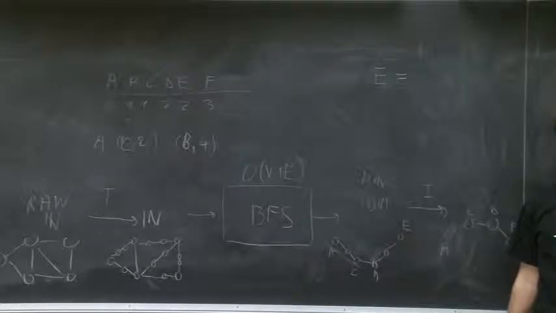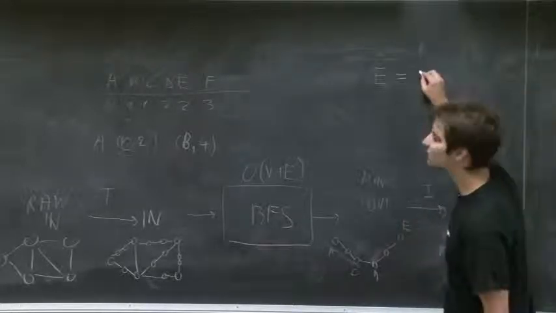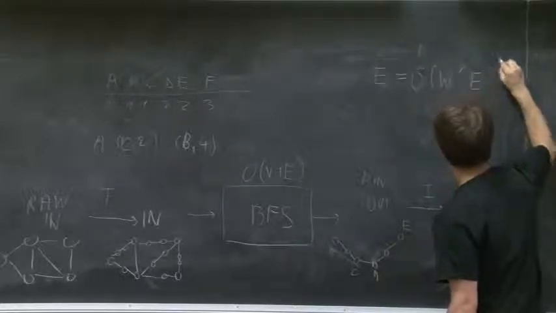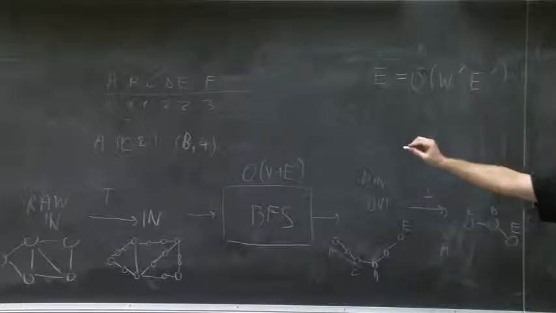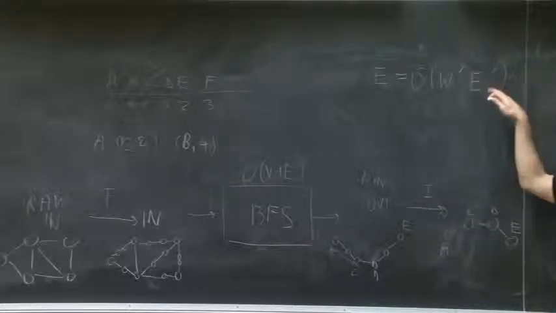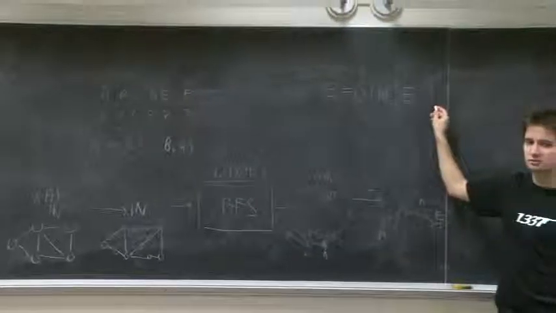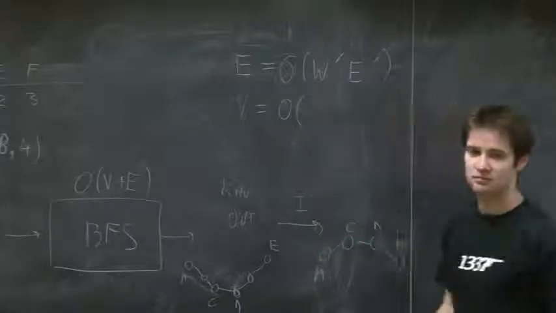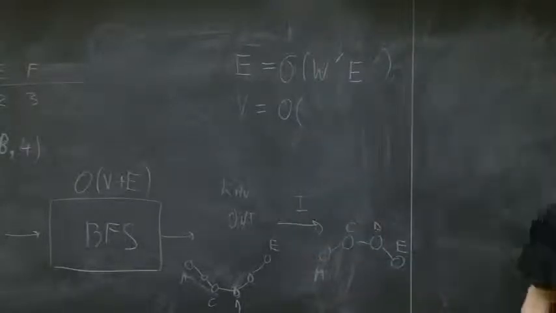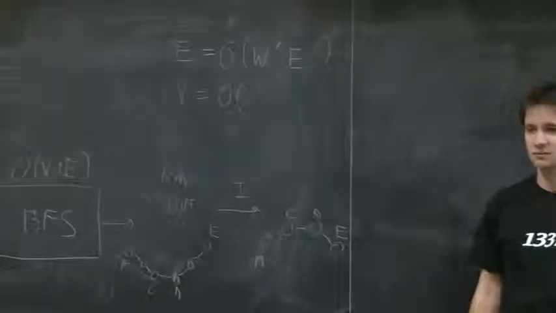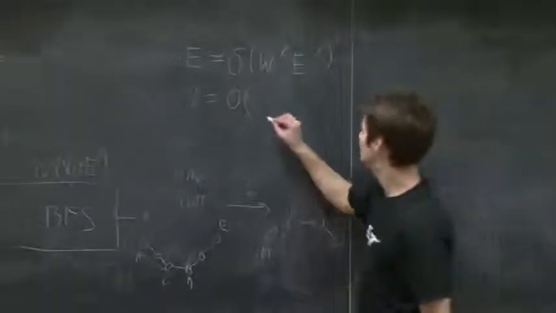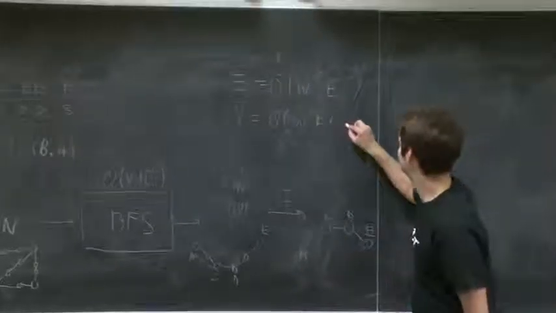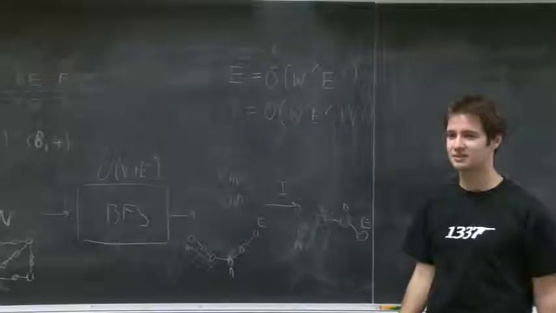Like a proportion to the weight. Sorry? So times E. Yep, perfect. So each edge has cost at most W. So that means we're going to split it up into at most W edges. How many vertices are we going to have? Similar thing. So W prime E prime plus V prime. Don't forget about the original ones, they're still there.